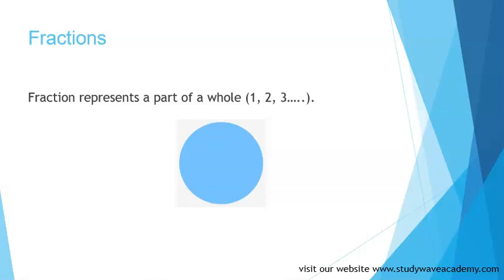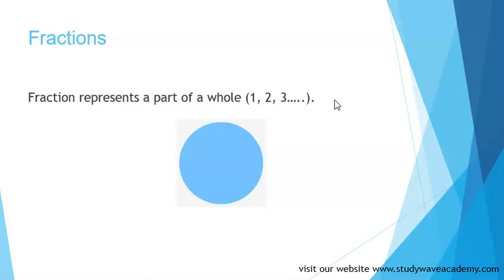So we're going to be learning fractions. Now, what are fractions? Fractions represent a part of a whole. A whole object, like this circle here, is a whole circle. We have whole numbers also, like 1, 2, 3, 4, 5, 6, 7, 8, 9, 10, 11, and so on. So fractions represent a part of a whole.